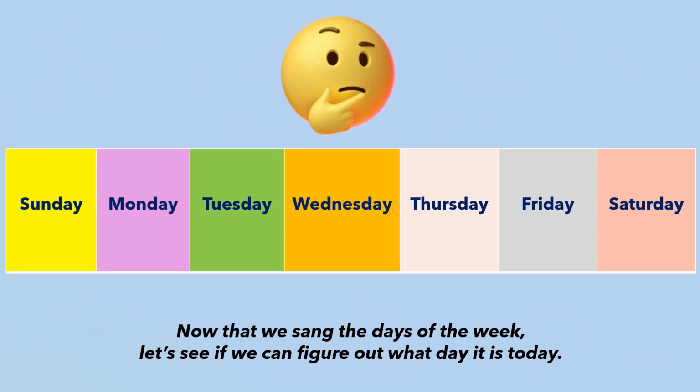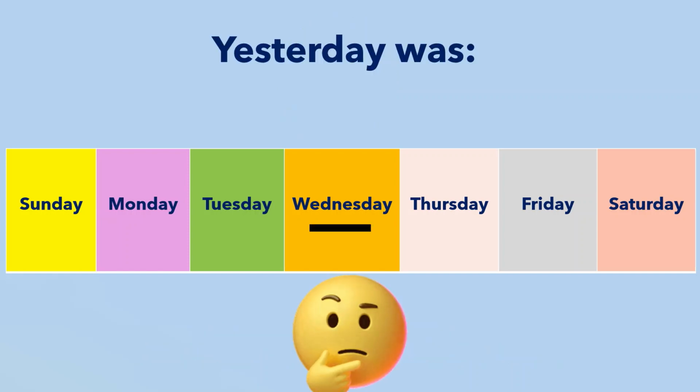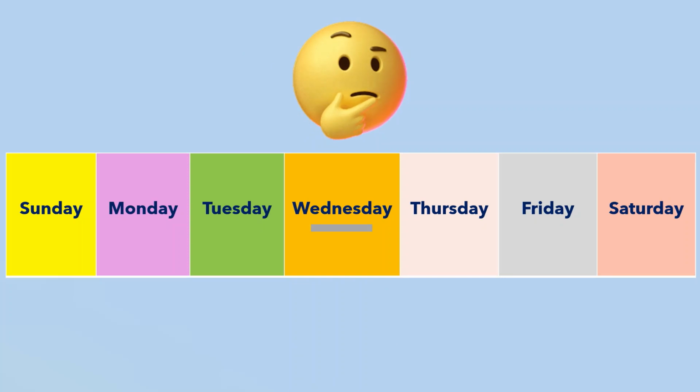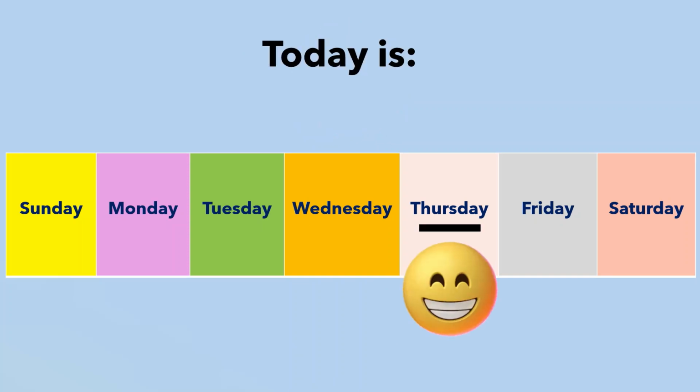Now that we sang the days of the week, let's see if we could figure out what today is. Yesterday was Wednesday, so today must be Thursday. Today is Thursday. Can you say Thursday? Thursday.